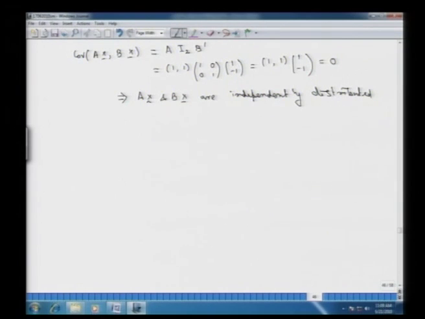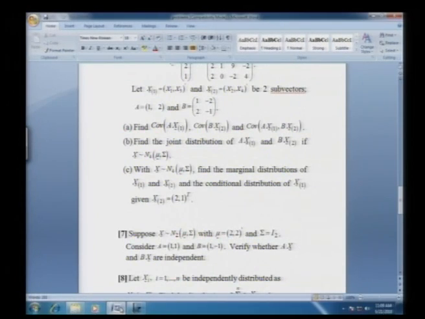That completes this particular problem. So this is done. Let us look at the next problem.